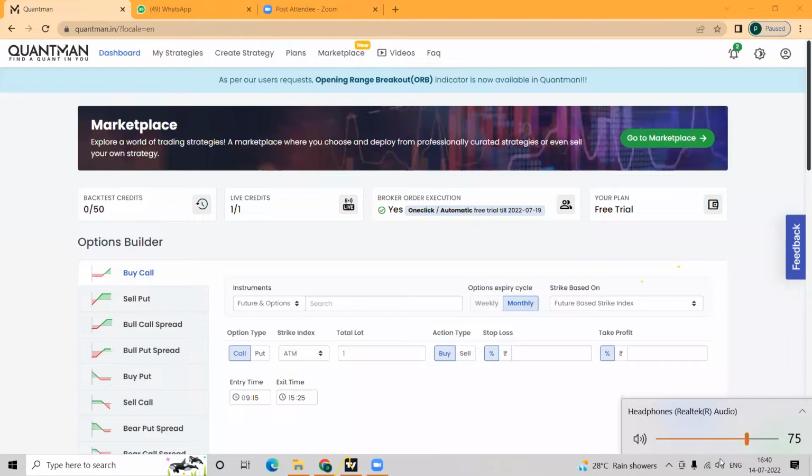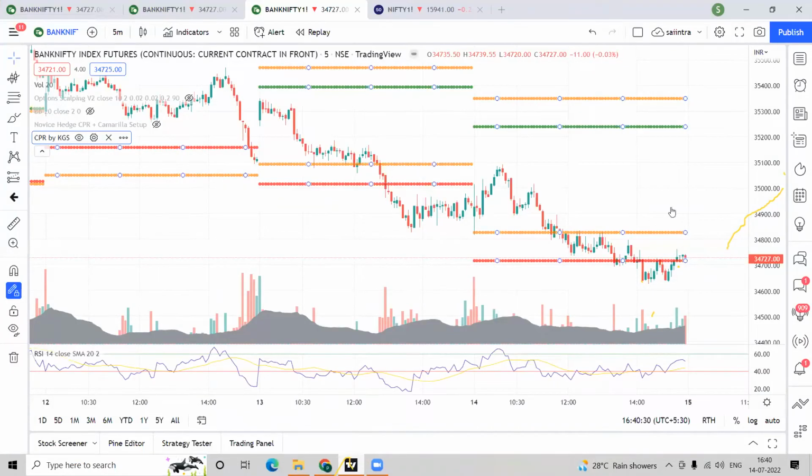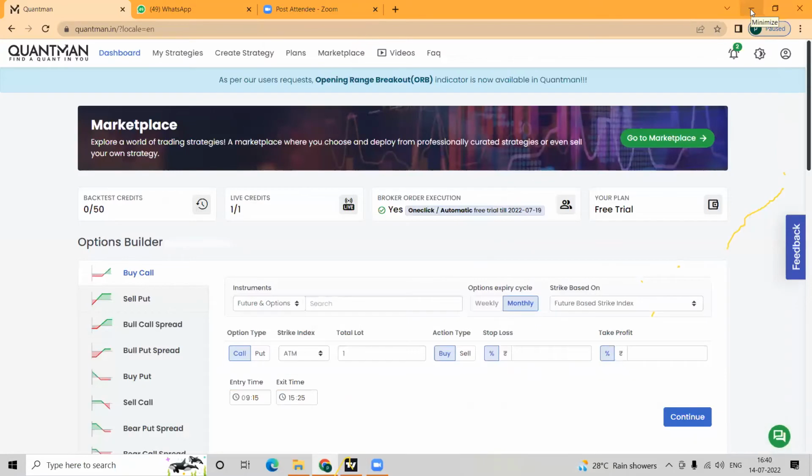Team, good evening. We are going to introduce this algo product. The name is Quantman. We have already tested and tried all the strategies. Today we are going to give the demo of how to use this software. This is pure algo, so no manual intervention is required.